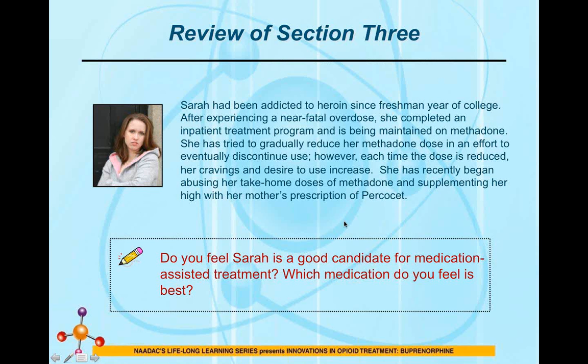And then finally, Sarah's been addicted to heroin since freshman year of college. After experiencing a near-fatal overdose, she completed an inpatient treatment program and is being maintained on methadone. She has tried to gradually reduce her methadone dose in an effort to eventually discontinue use. However, each time the dose is reduced, her cravings and desire to use increase. She has recently begun abusing her take-home doses of methadone and supplementing her high with her mother's prescription of Percocet. So let's see what you think about Sarah. Do you feel like she is a good candidate for medication-assisted treatment? And which medication do you feel is best?